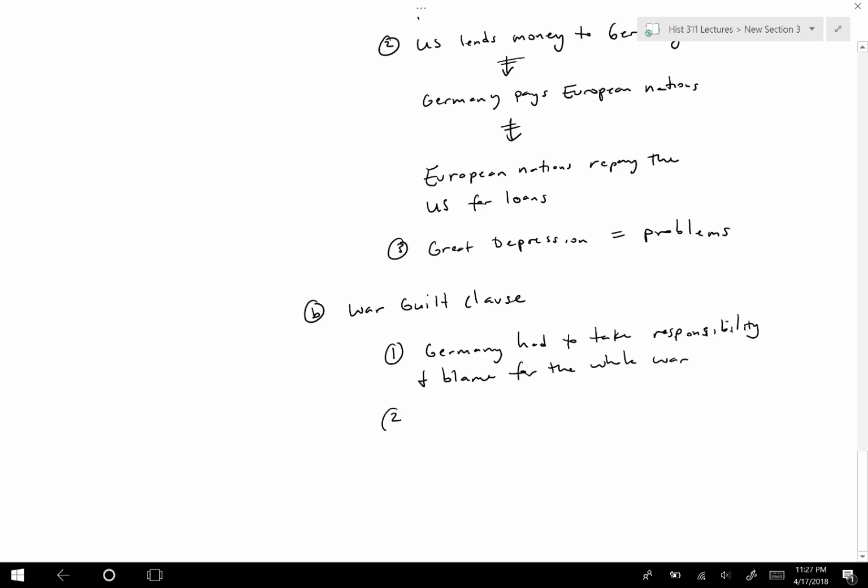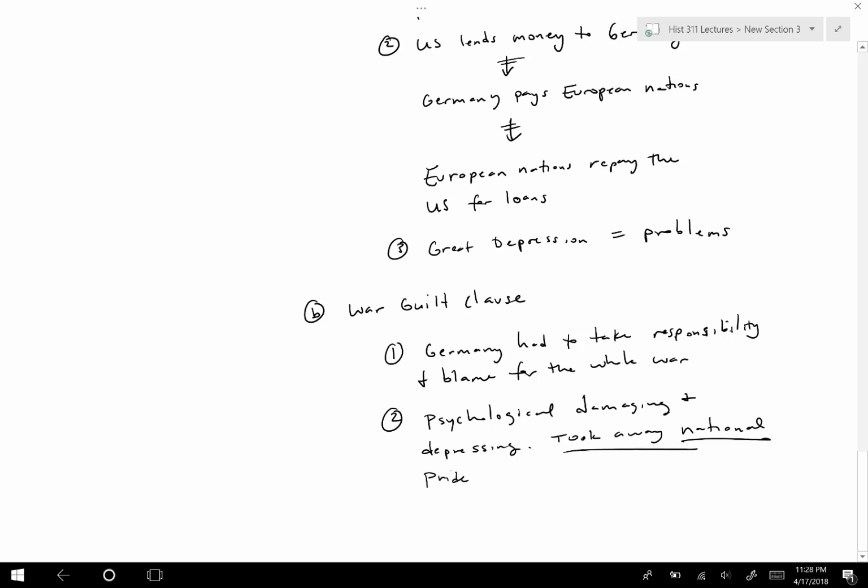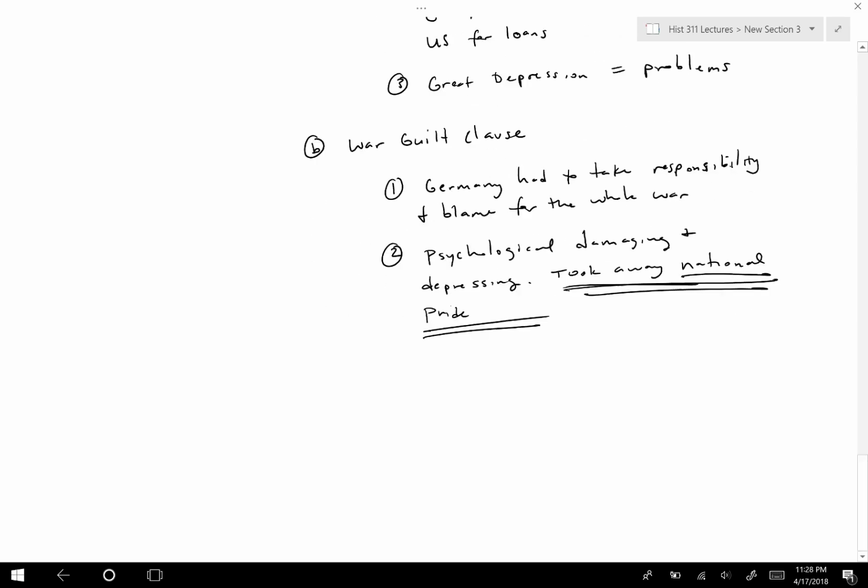And this is what you could say was psychologically damaging. And for many, seen as kind of depressing. And so because of what it did, it took away national pride. And remember that, and this is kind of a big thing. It took away national pride.